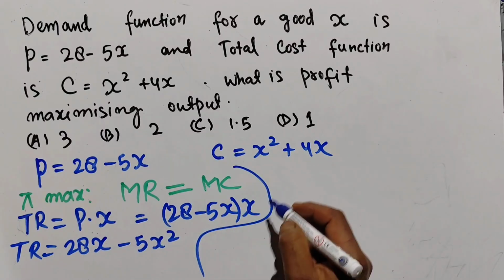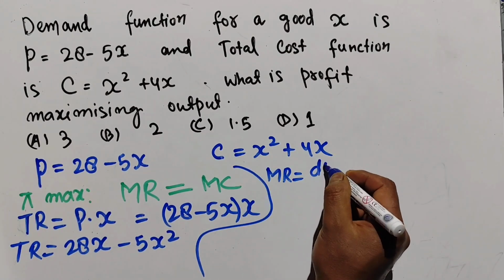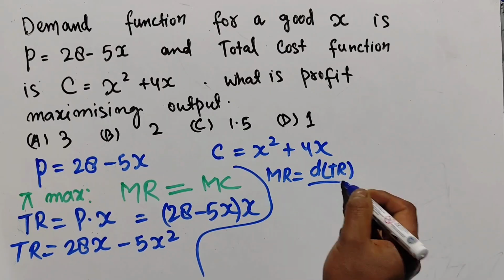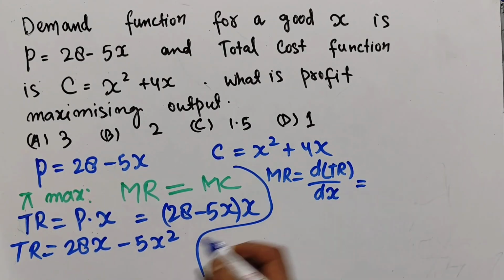Next we need to find out the marginal revenue. Marginal revenue is simply the change in the total revenue due to the change in the output, which is x here. That's the derivative of this function with respect to x.